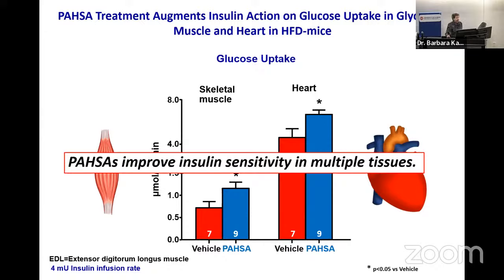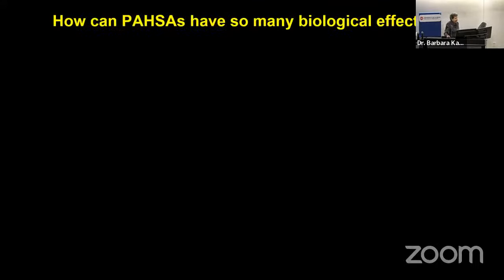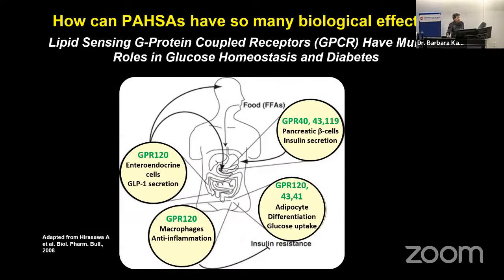How can they have so many effects? And the answer is that they work through lipid-sensing G protein-coupled receptors. And there's growing data for how GPCRs have multiple roles in glucose homeostasis and diabetes. So GPR120 is in neuroendocrine cells. It's involved in GLP-1 secretion. It's also in macrophages and it has anti-inflammatory effects.